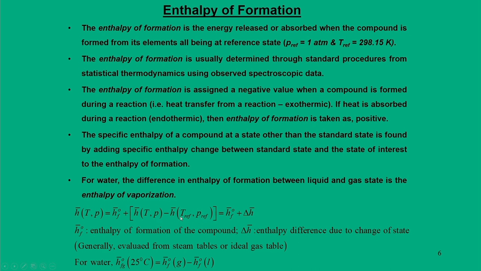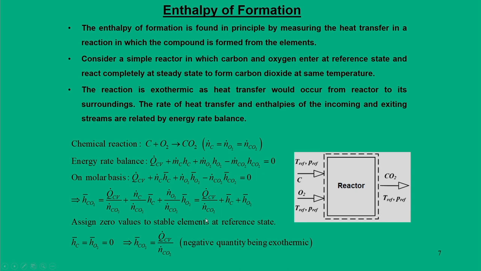These data values are typically available in thermodynamic books; towards the end of these books we have lots of tables and figures, and we can get all this information. So, basically this information is required from the data table: the enthalpy of formation and the enthalpy at reference pressure and temperature. Then moving further, let us talk about a particular example of how enthalpy of formation is calculated. By principle, enthalpy of formation is found by measuring the heat transfer in a reaction in which the compound is formed from the elements.